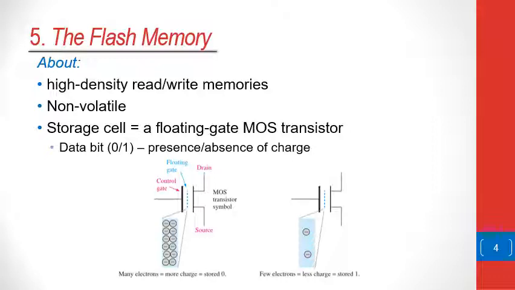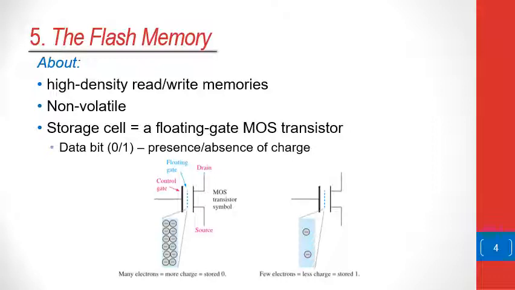So data in this storage cell in the MOS transistor is stored as a bit. It's either 0 or 1, which refers to either the presence or the absence of charge. So the presence of charge will represent a 0. The absence of charge will be representing a 1.